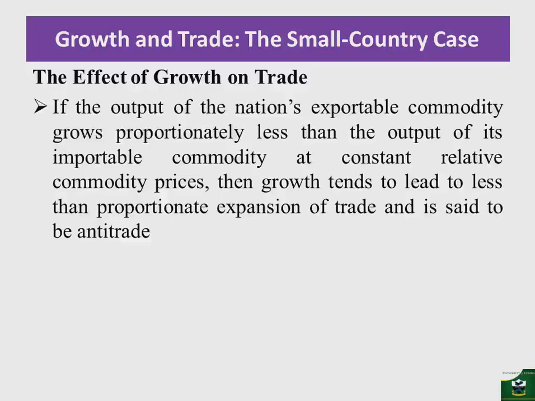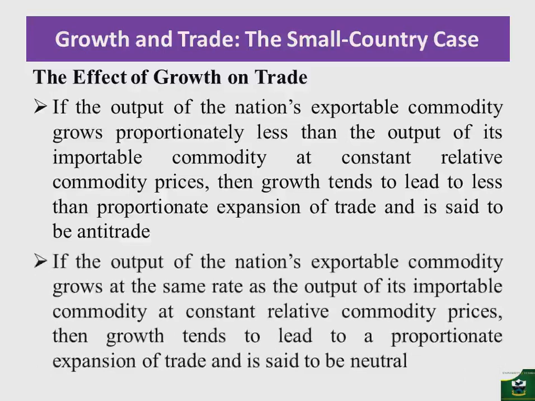Let's look at neutral growth. So if the output of the nation's exportable commodity grows at the same rate as the output of its importable commodity at constant relative commodity prices, then growth tends to lead to a proportionate expansion of trade and is said to be neutral. So since what could be exported has grown at the same rate as what could be imported, then growth is neutral. And as such, you will notice that the nation will have a certain amount exported and a given amount imported, and there will be no change in the volumes of trade. And such growth is said to be neutral.